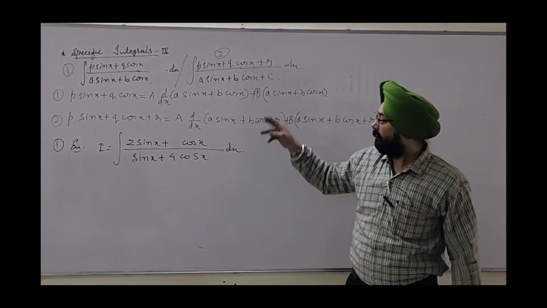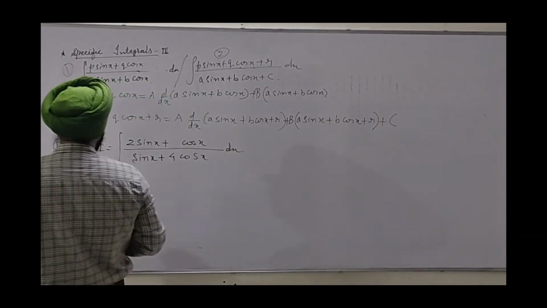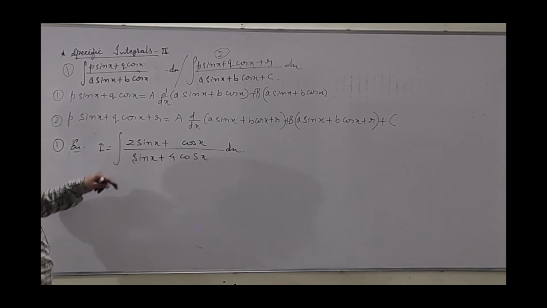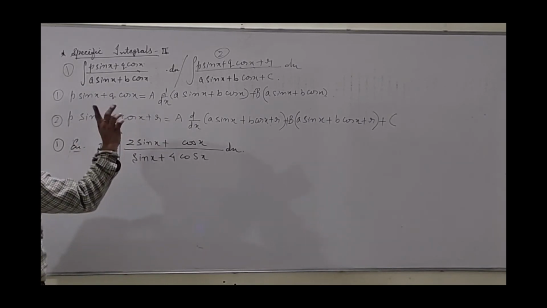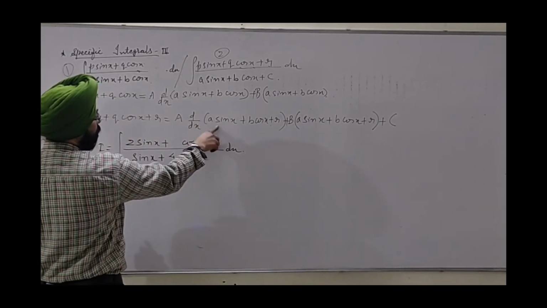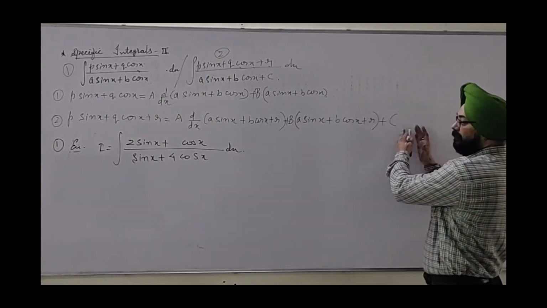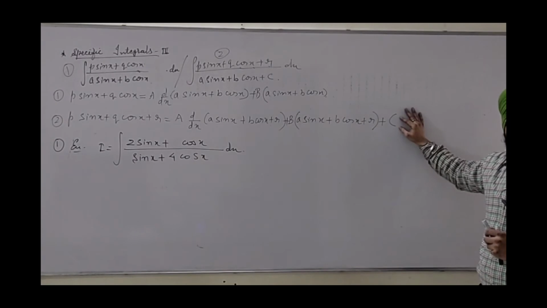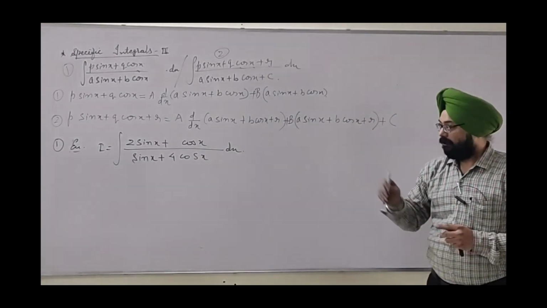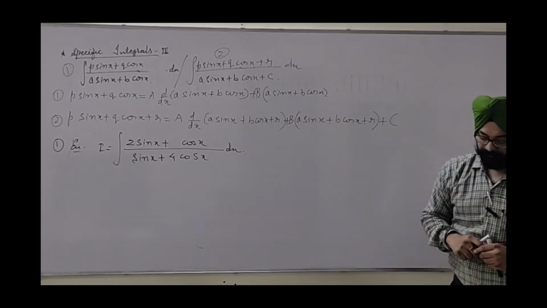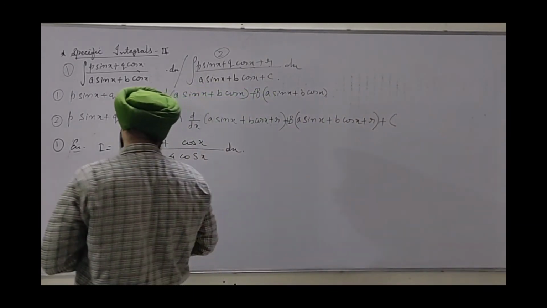Same thing here in this second pattern. Numerator is split up in three terms: A d by dx of denominator, B the denominator as it is, and plus C as a constant, nothing multiplied with it. How do we solve? Let's take one example of each pattern. I'm confident you will understand very well.